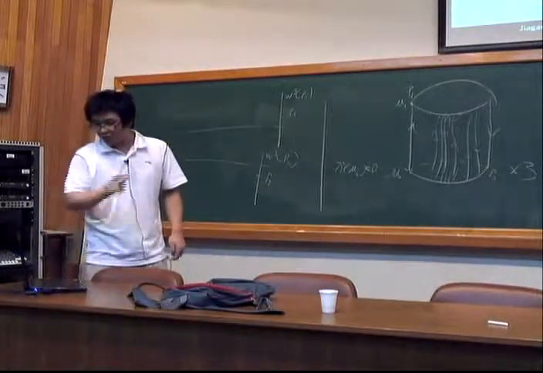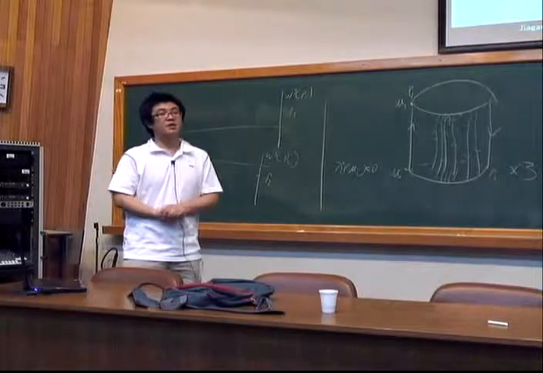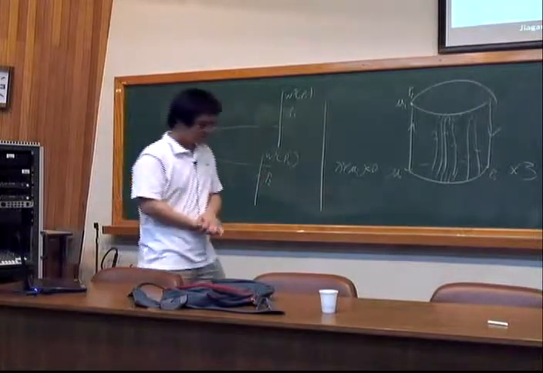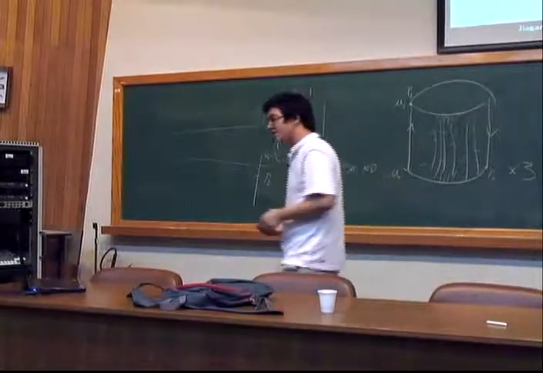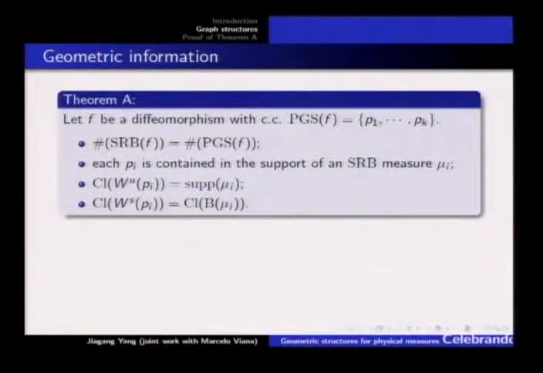And I also would like to ask, where is the basin? Where is the basin of this measure? The closure of the basin of this measure is equal to the closure of the stable manifold of the periodic points. So we don't need this example anymore.